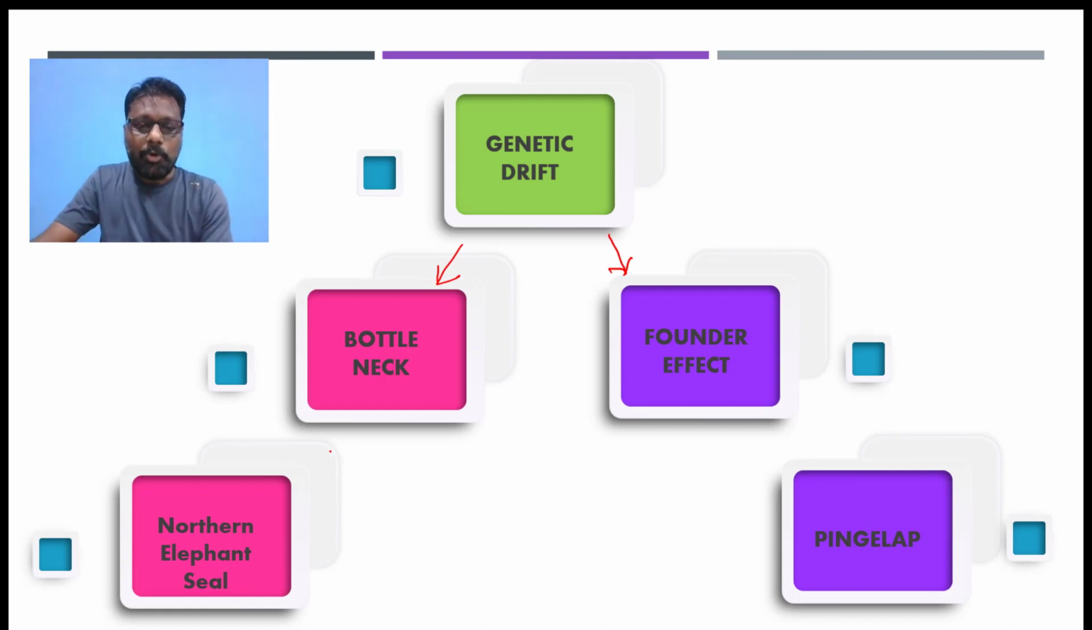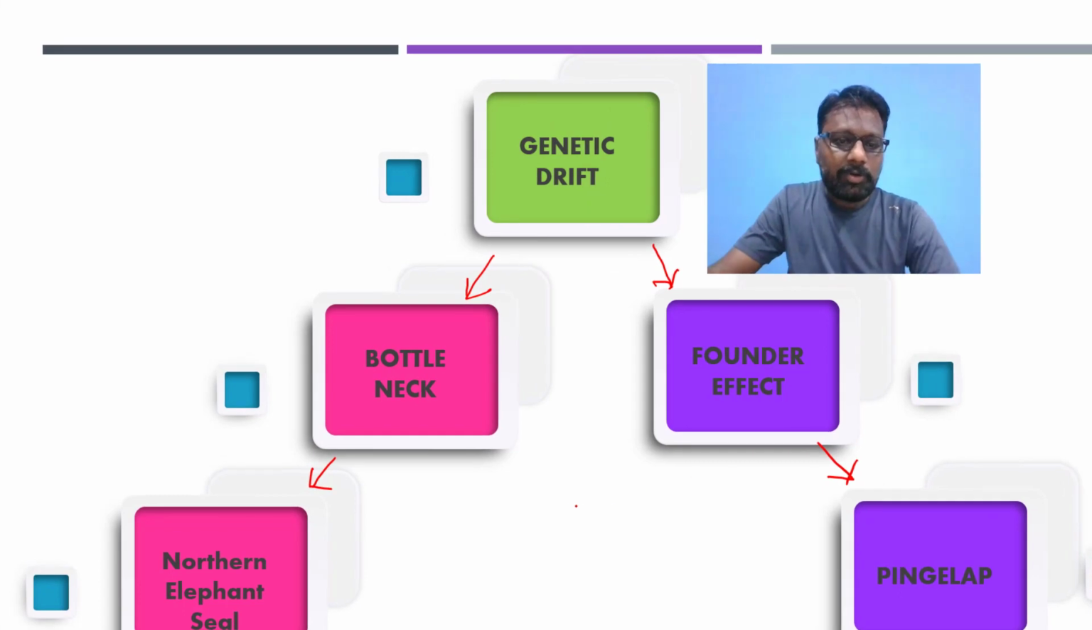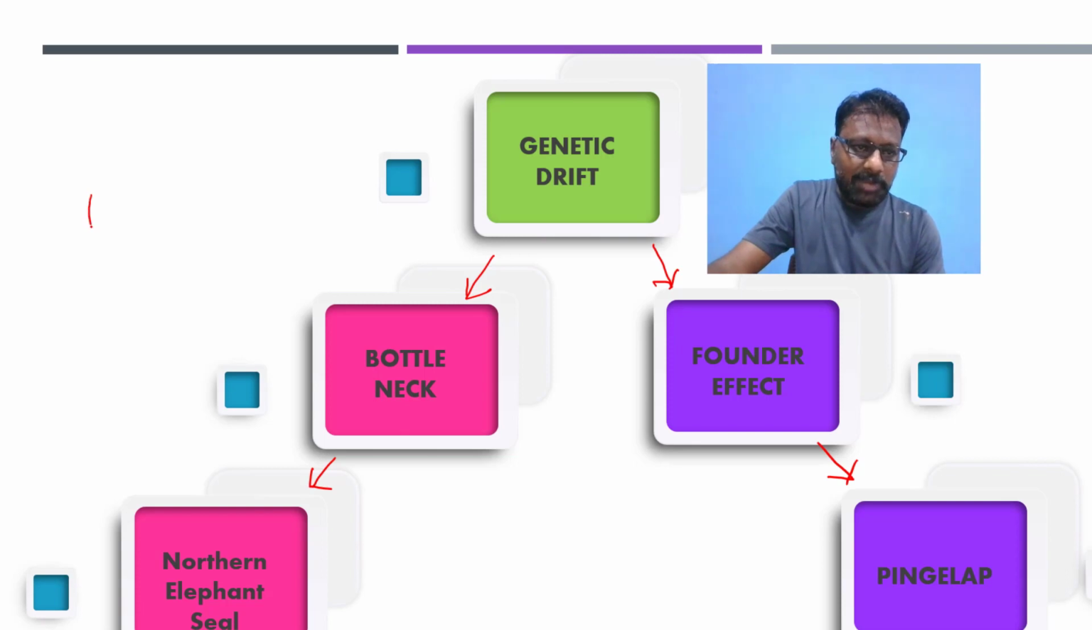So we have two real world examples which explain the bottleneck phenomenon and the founder effect. Regarding the bottleneck phenomenon, the population will squeeze through a bottleneck due to various activities which have decreased the number of the population.